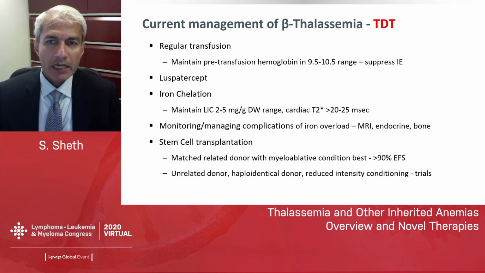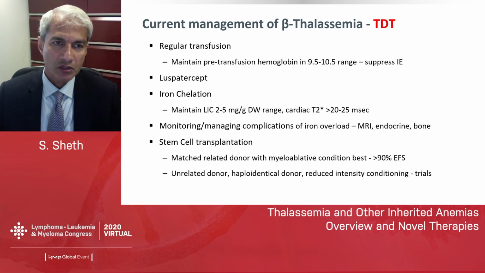We'll talk a little bit about the current management of beta thalassemia, and we'll divide this up into transfusion dependent and non-transfusion dependent. Individuals with transfusion-dependent thalassemia receive regular blood transfusions approximately every 2, 3, or 4 weeks. The goal is to maintain a pre-transfusion hemoglobin in the 9.5 to 10.5 grams range. This suppresses ineffective erythropoiesis effectively, as well as provides enough hemoglobin for growth and development in children, but also for normal activities in adults. We will talk about luspatercept later on, but this has now become part and parcel of how we treat transfusion-dependent thalassemia.